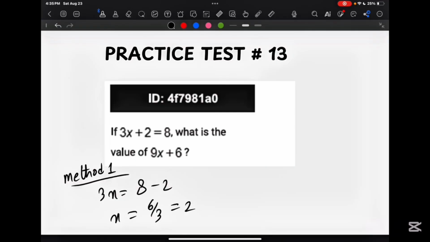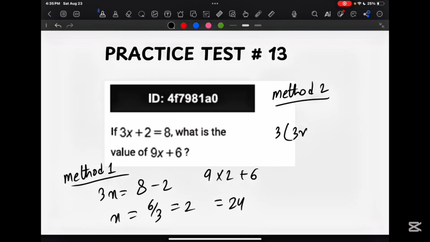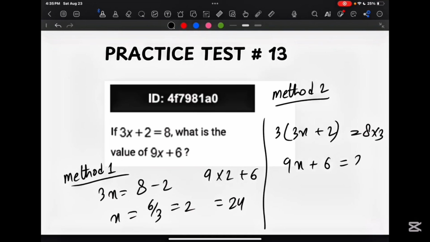And then you can plug it into this equation, and then you're going to get 24. Or method 2, that is, you can multiply 3x on both sides of this equation, and you're going to end up with 9x plus 6 equals 24. So either way, you're going to get 24 as your answer, and that is our answer.